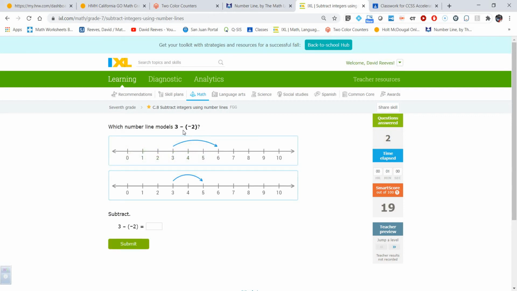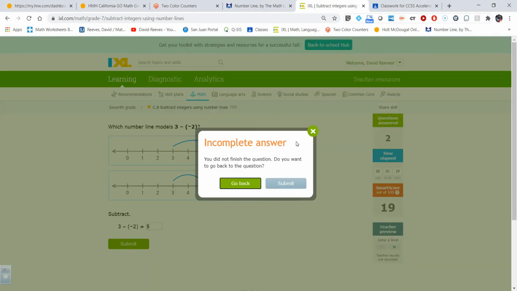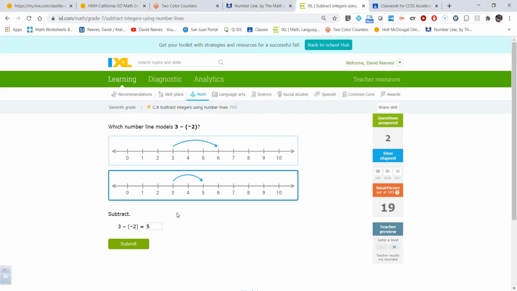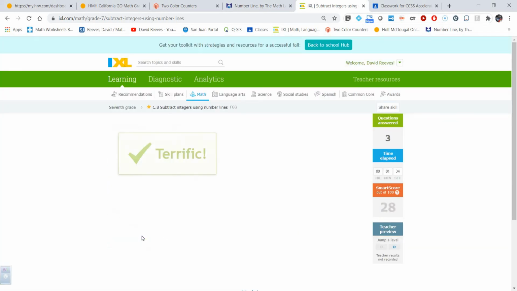Okay, 3 minus a -2. Now, both of these start at 3, but I want to take away a -2. All right, remember, subtracting a negative is going to move me to the right. Now, both of these move to the right, but this one went 1, 2, 3 to the right. This one went 2 to the right, okay? So what we're looking for is 3 minus a -2 is 5. Remember, on a number line, the answer is where you end up. That one went 2 over. That's our answer. Whoops, did I not choose the box first? That's what we want. There we go.